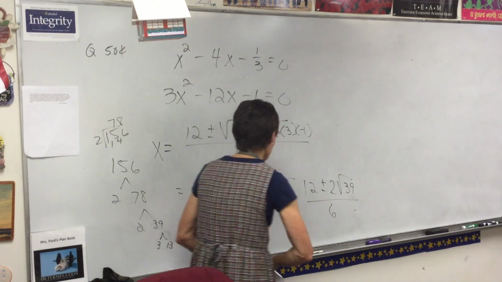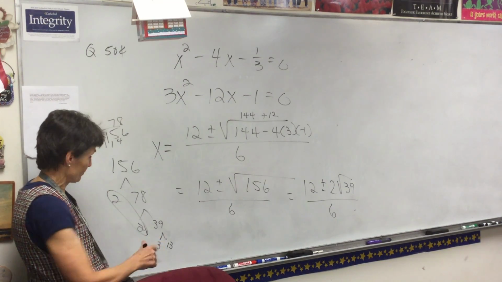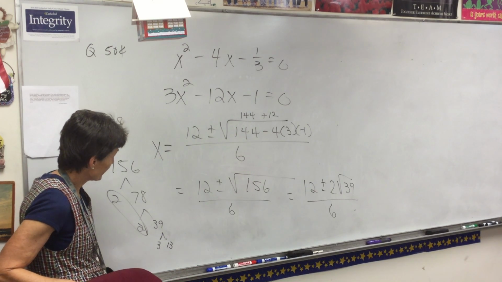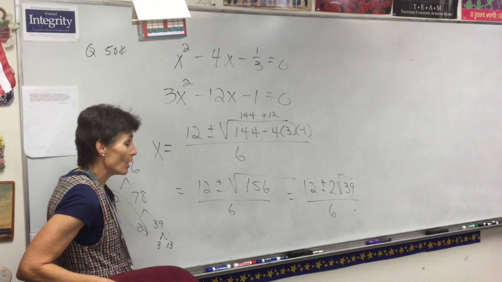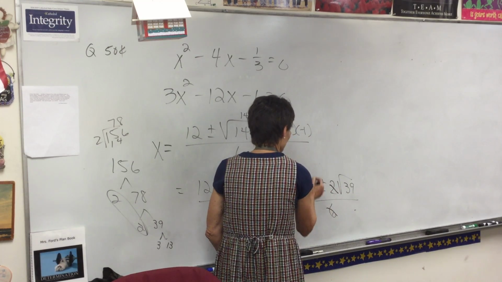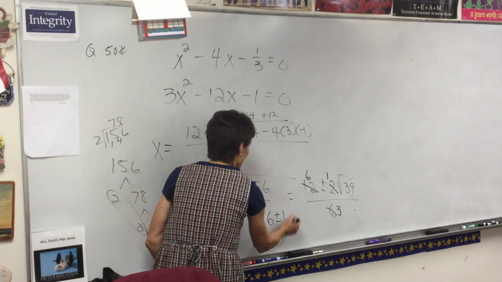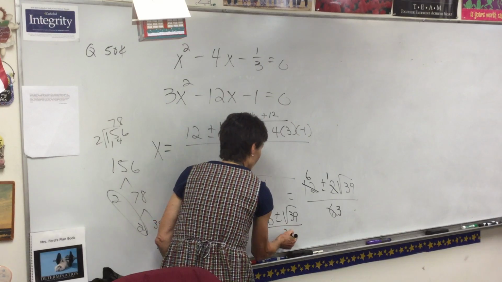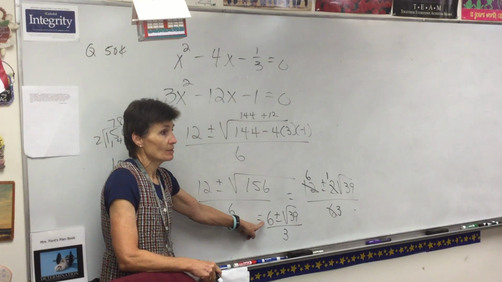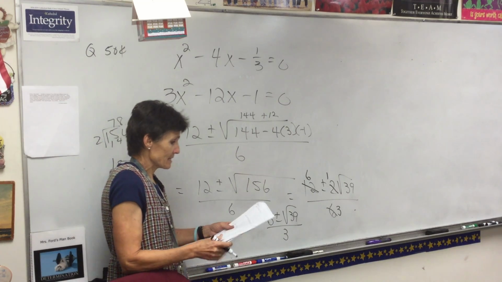Remember, to bring anything out, you have to have 2 of them. So I got 2 2's, but I don't have 2 of anything else. Am I done? No, because we can actually cancel out a 2. So our final answer will be 6 plus or minus root 39 over 3. Are we going to cancel that 3 into that 6? No. Got to have all 3 spots. Yeah, that was easy.